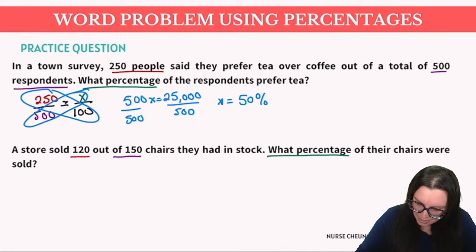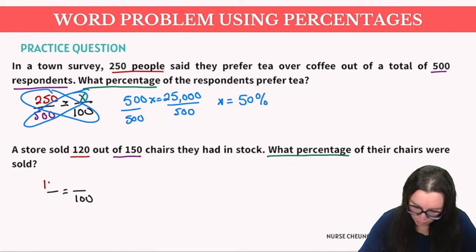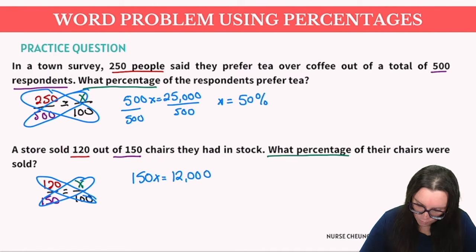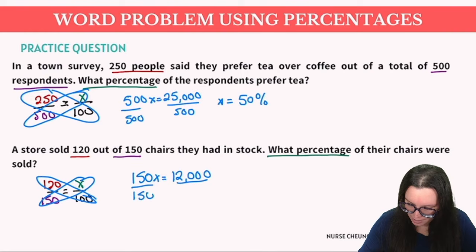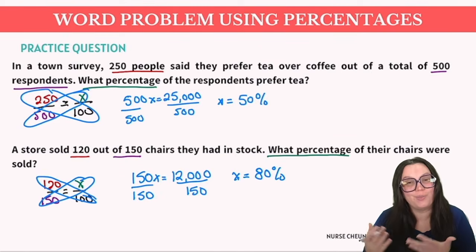What percent is what we're looking for? That's our x. So let's go ahead and plug this into our equation. We have 120 over 150 is equal to x over 100, because we're trying to figure out what percent. Now all we have to do is cross multiply. That gives us 150x is equal to 12,000. We're going to divide each side by 150, and that gives us x is equal to 80%. So 80% of the chairs were sold.